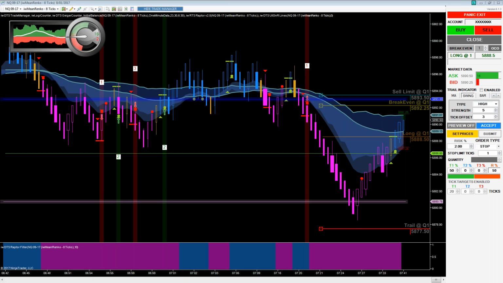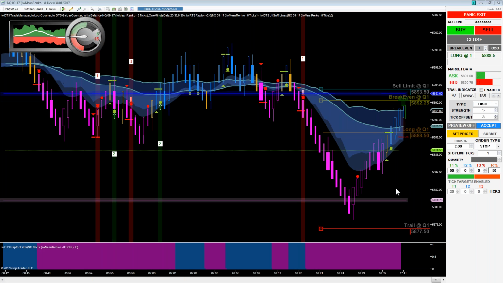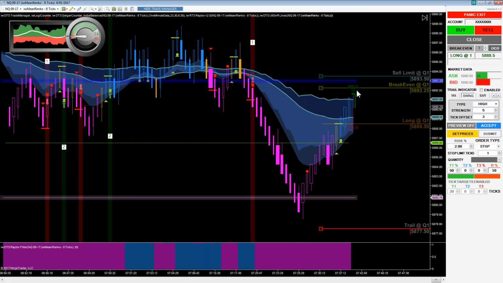Come on. Get going just over that little hurdle. There we go. So if this bar forms, you can see my break-even trigger on the high of this bar. That'll be a good spot as any to take the trade to break even.